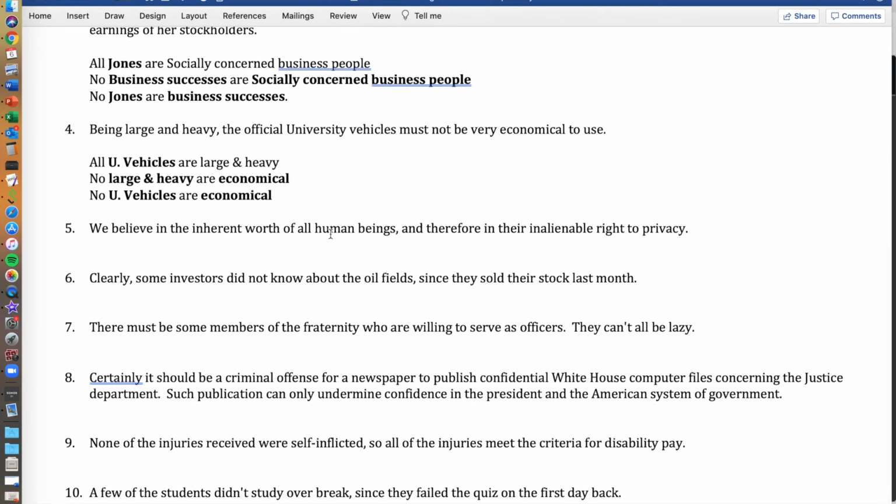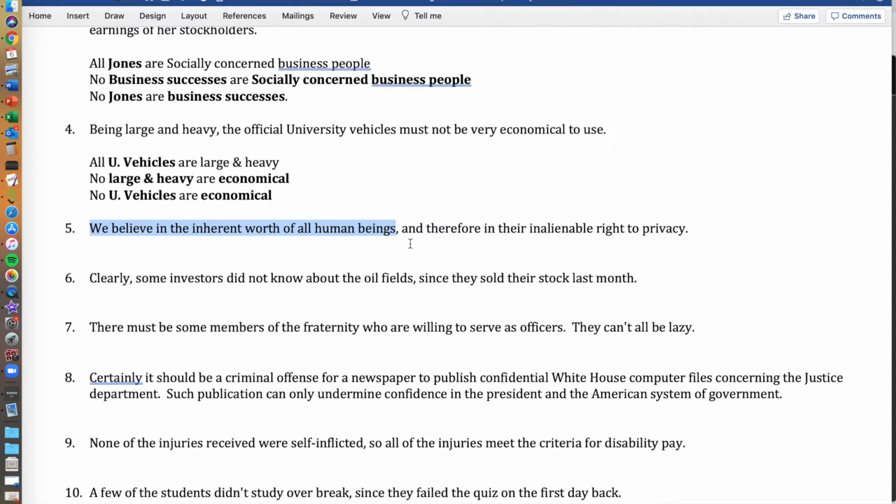Number 5, we believe in the inherent worth of all human beings and therefore in their inalienable right to privacy. Again, one sentence in natural language, but obviously an argument with a good argument indicator, therefore, and therefore tells us it's this statement that's going to be the conclusion of the syllogism. It's the claim of the natural language argument, which means this first statement is the evidence statement or the premise in the syllogism.